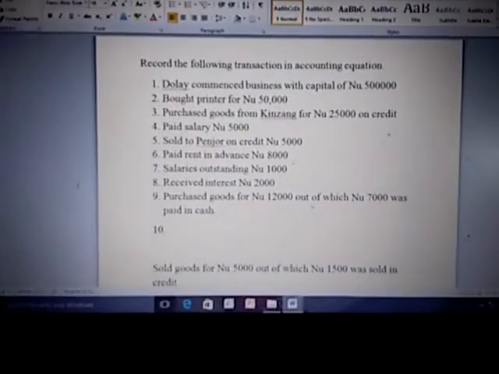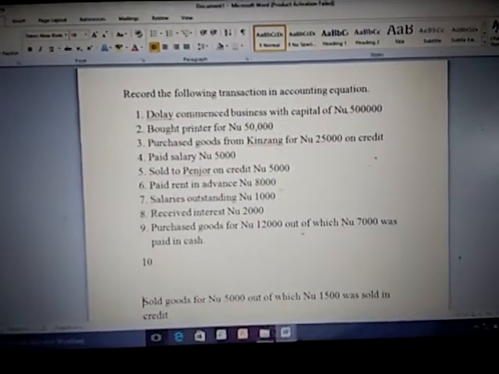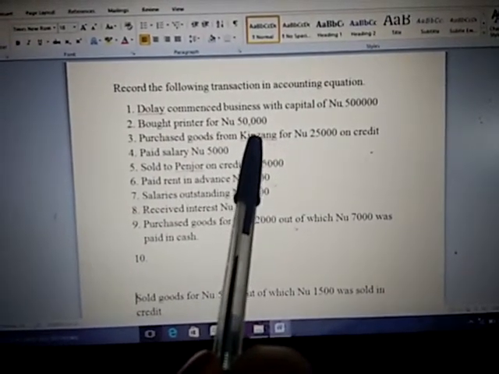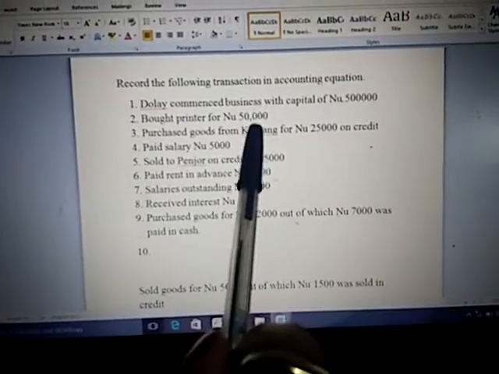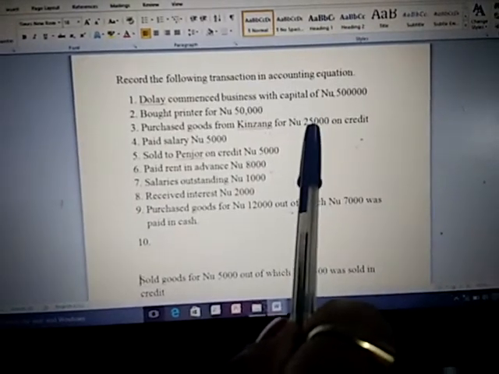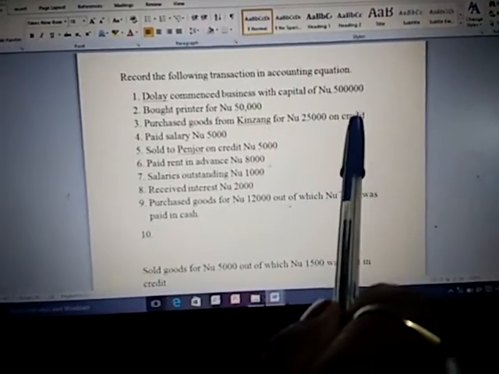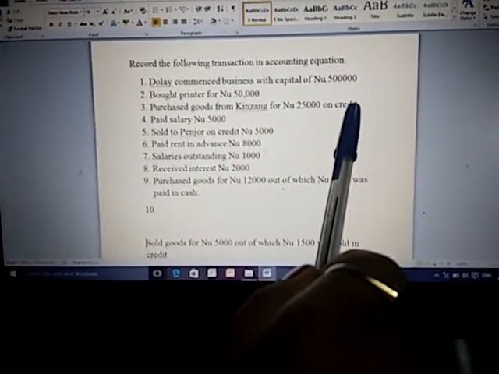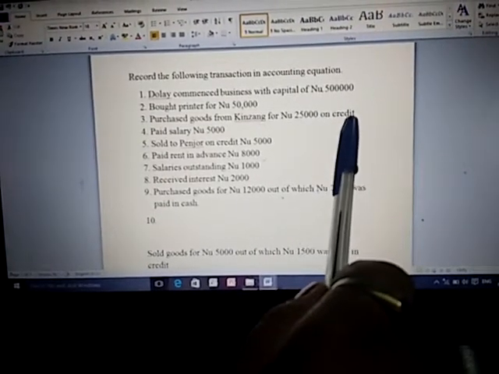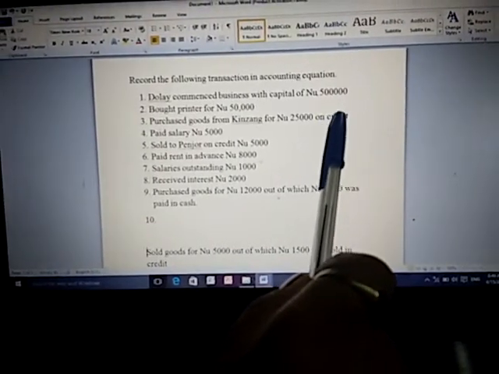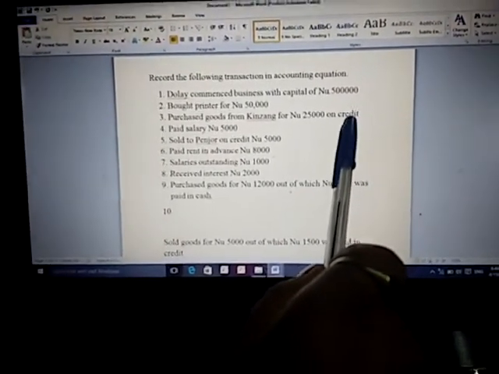We'll see the question. Purchase goods from Kinzang for Nu 25,000 on credit. Say, purchase goods from Kinzang. You don't have to do anything with this Kinzang. Remember, you are purchasing goods worth 25,000 but on credit. So you are buying goods on credit. Later you have to pay money. Okay, so when you see the words on credit, it is always trade payable. You are not using the business cash right now, but you bought goods on credit.